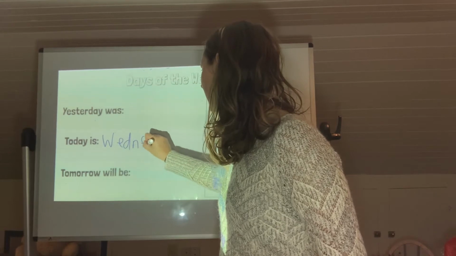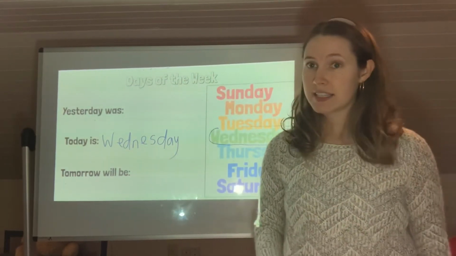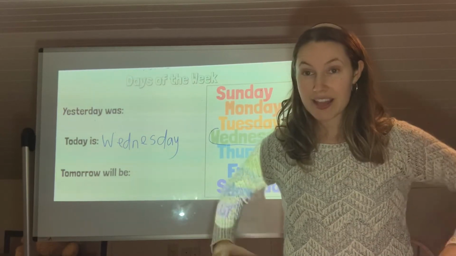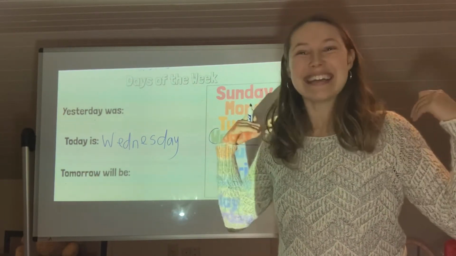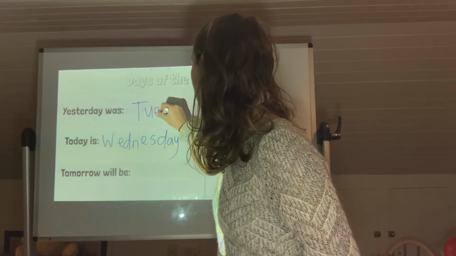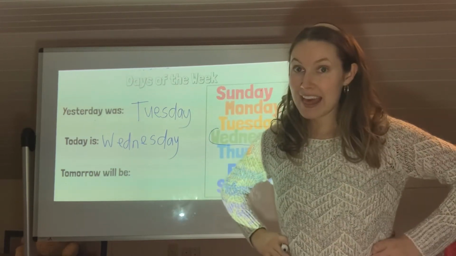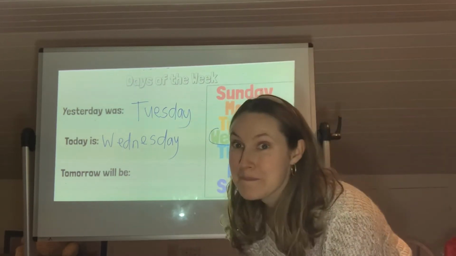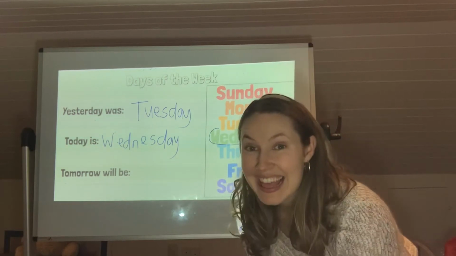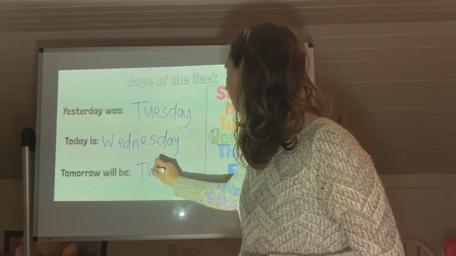Now, if today is Wednesday, that means that yesterday was, the day before Wednesday was Tuesday. Very good. So yesterday was Tuesday. Now, since today is Wednesday, that means tomorrow will be Thursday. Very good. Tomorrow will be Thursday.